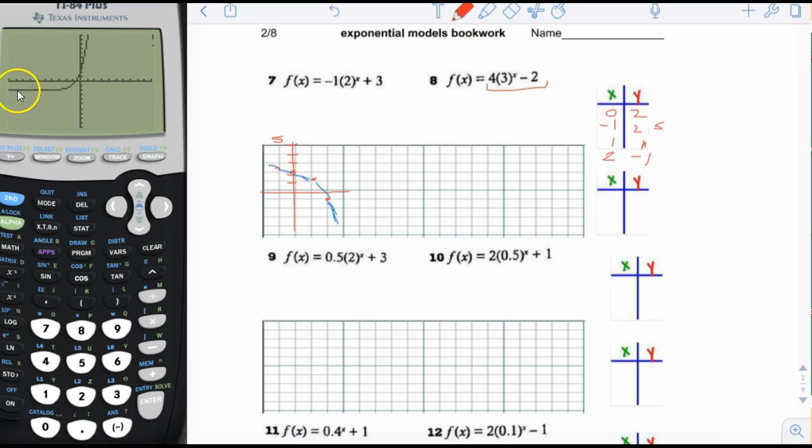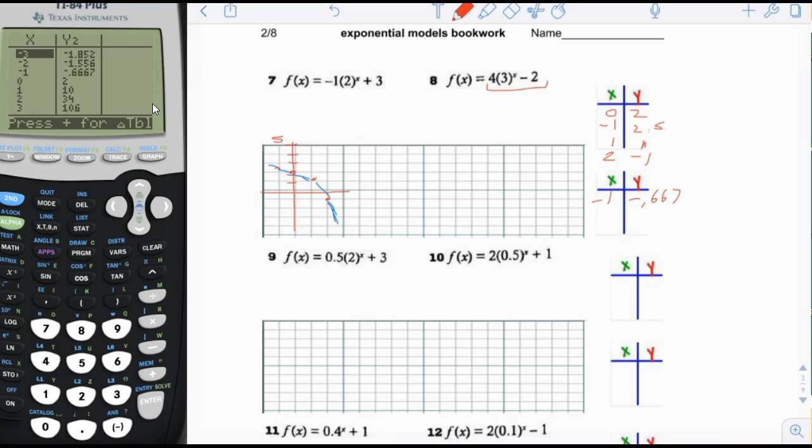Okay, so it's kind of like the opposite. It starts down, and then it kind of curves up. Let's see what points it goes through. So we got -1, -2/3, or -0.667. We got 0, 2, and we got 1, 10.